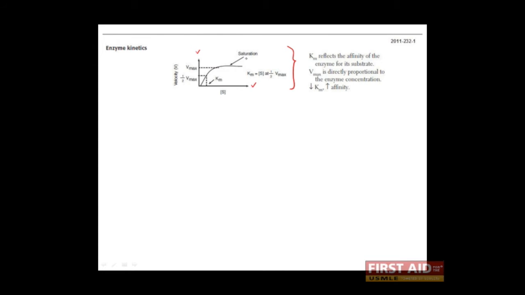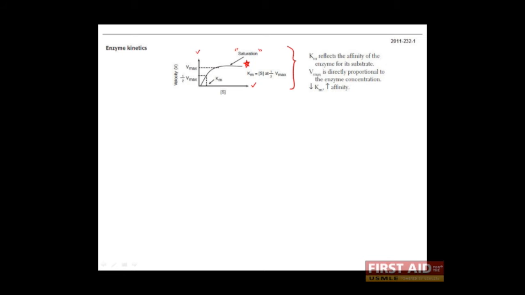Notice, however, that at some point, the velocity or rate levels off. No matter how much more substrate we add to the mix, the rate of conversion stays the same. We call this saturation. In other words, our 100 molecules of enzyme are converting substrate as fast as they can. And adding more substrate only means that these substrates have to, quote-unquote, wait in line. Said differently, the 100 molecules of enzyme are all occupied, and the additional substrate has to wait its turn before it can bind to free enzyme.